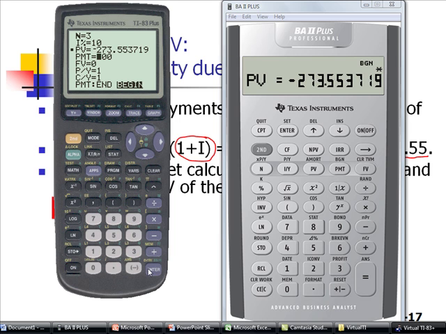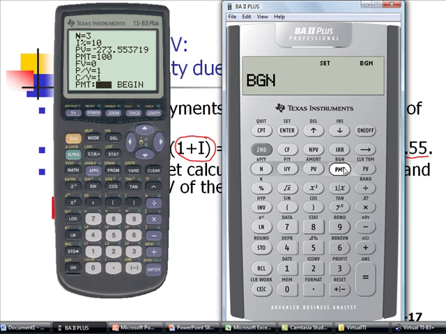How do we change it back? It's easy. On the graphing calculator, just set your cursor back down on end and push enter, and you got it. On the BA2 Plus, you get out of this mode the same way you got into it. You press second begin, okay, and then second set. Now we're back in end mode, and then back out to the main screen by pressing second quit. And that is pretty much how you do it.